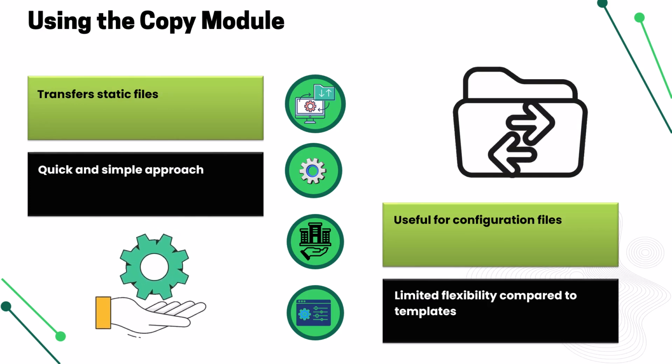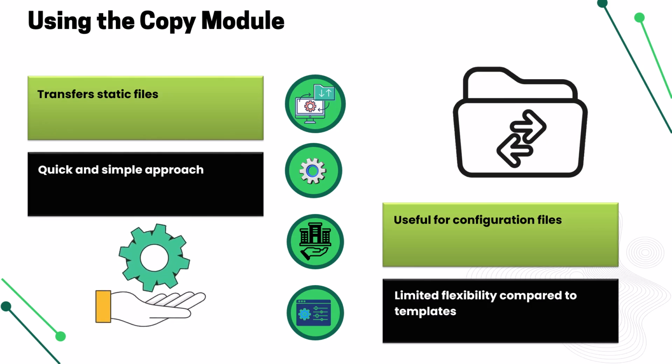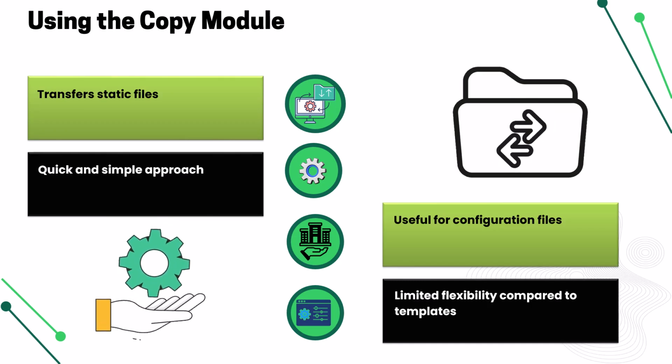Sometimes simple is best. The copy module just takes a file and drops it where needed. No fancy processing, no surprises. Great for static config files, but keep in mind, if you need dynamic values, you might want a more flexible approach like templates. Still, for straightforward use cases, copy is the way to go.